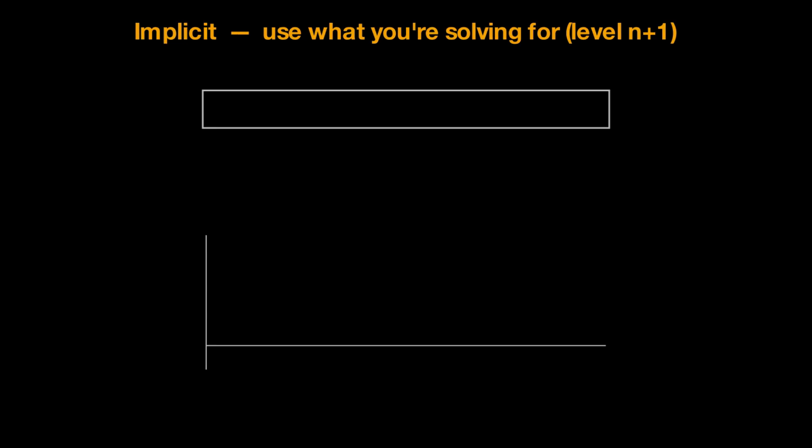Now make the other choice. Evaluate the spatial term at the new level, n+1. It looks like a tiny change, and it transforms the problem. A cell's new value now depends on its neighbors' new values, and those are unknown too. Every cell is tangled with the ones beside it, so you can't solve one in isolation. You have to solve them all at once, as a coupled system, a matrix equation, every single step. That's the price of implicit, a linear solve, where explicit had one line of arithmetic. What you buy is stability.